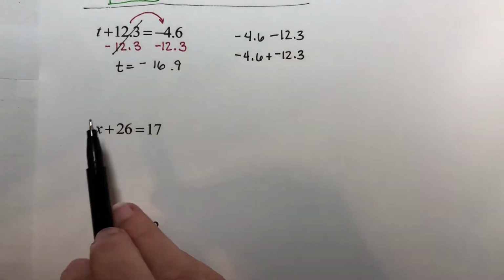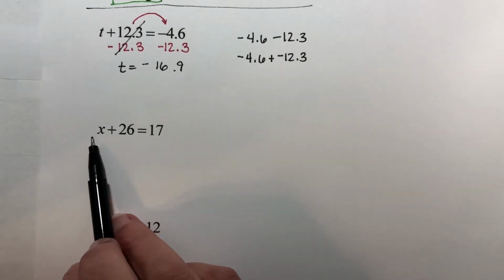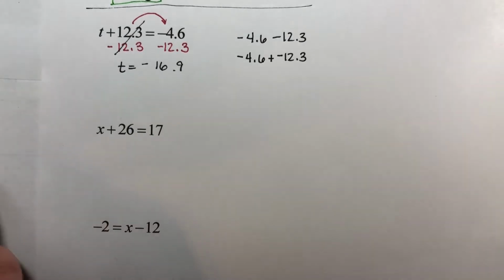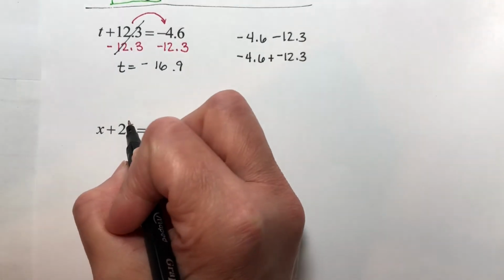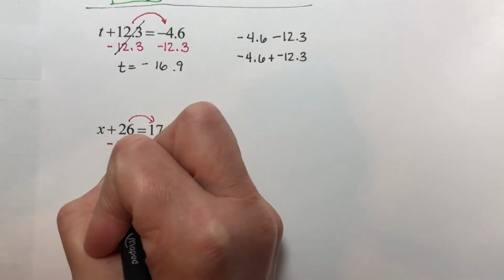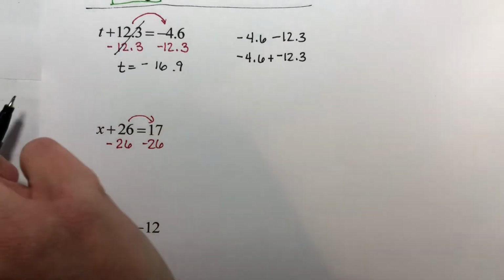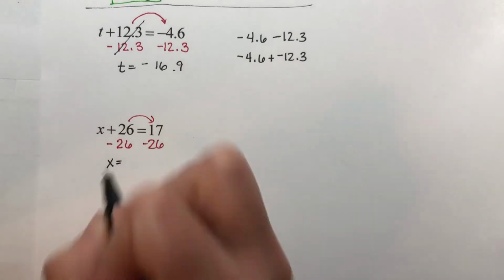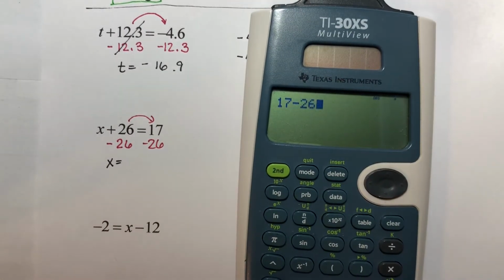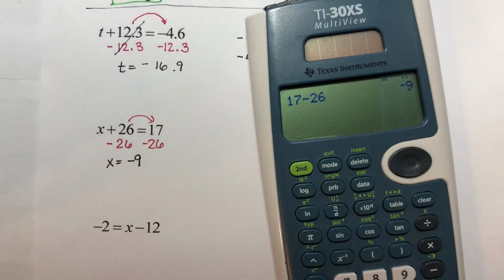So let's try this one. x plus 26 equals 17. I want to get this 26 away from the x. This is as simple as it gets. So I need to move this over to here. Well, this is an addition, so I need to subtract 26 from both sides. And we get x equal to 17 minus 26 is negative 9. So negative 9 would be my answer.